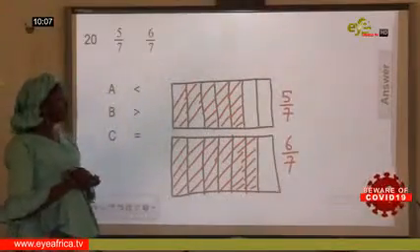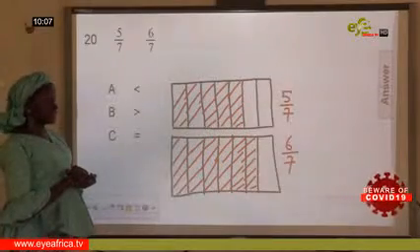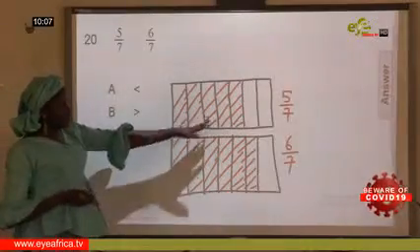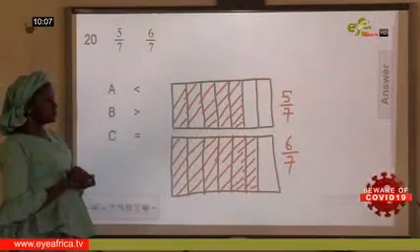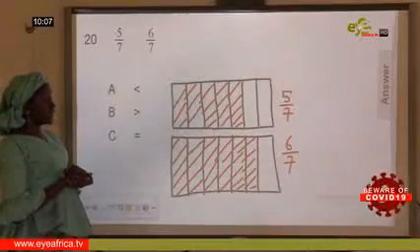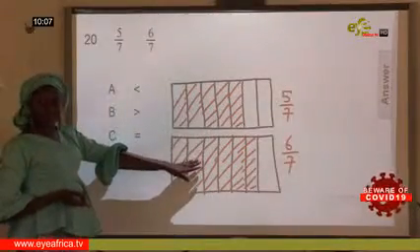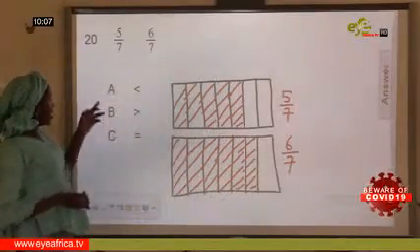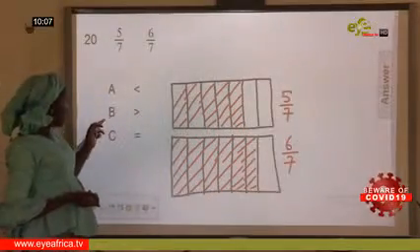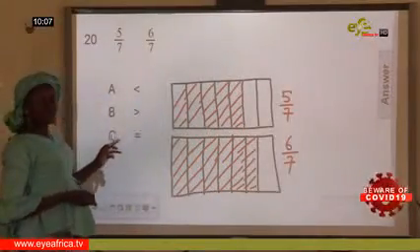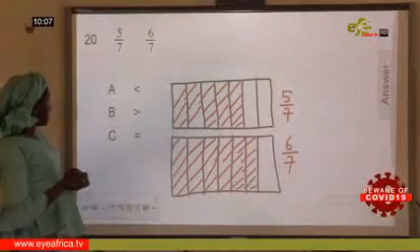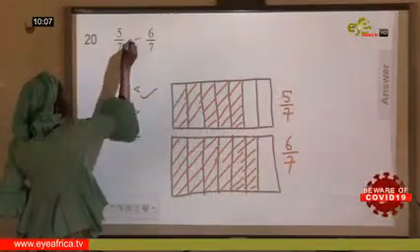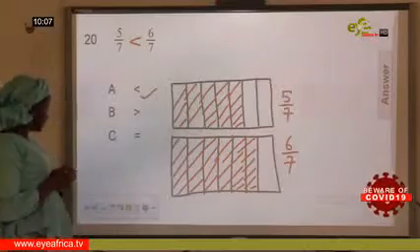Which one is greater? By looking at the two charts, which one is greater? Is it 5/7 or 6/7? I can conclude that 5/7 is less than 6/7. And what is the symbol for less than? A says less than, B greater than, and C is equal to. So therefore, A is the correct answer, which is 5/7 is less than 6/7.